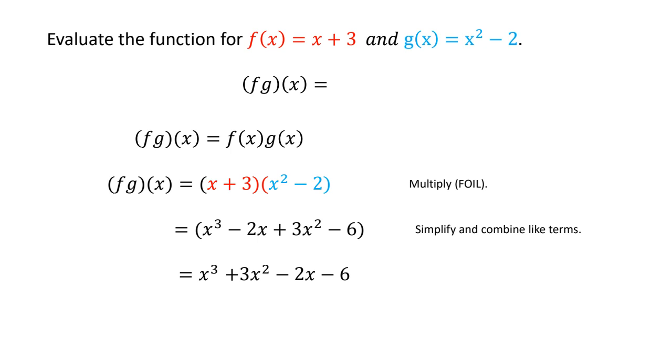Let's combine our like terms if we have any. Here I have a cube, and there's no other cubes. Here I have a square, and there's no other squares. Here I have a single x, there's no other x, and here's a constant. So there are no like terms to combine. Now, if you put this answer on the computer on your test, it's quite all right, it's not going to mark it wrong. But us mathematicians, we like to put it in standard form, which is descending order. You don't have to do this, but our final answer would be x cubed plus 3x squared minus 2x minus 6 for the solution of f g of x.